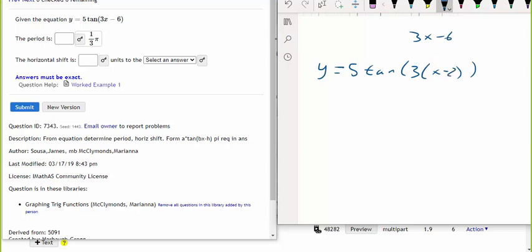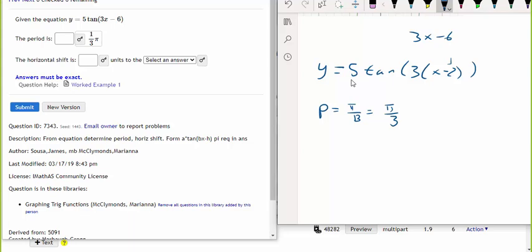So now, having it written this way, you can see if someone were to distribute the 3, they'd get back to this 3x minus 6. So I haven't changed the equation. I just changed the way the equation looks, but it's the same equation, so it'll have the same period and the same horizontal shift. So the period, again, would be pi over b. B is 3, so the period's pi over 3. It's the horizontal shift that I want to talk about.